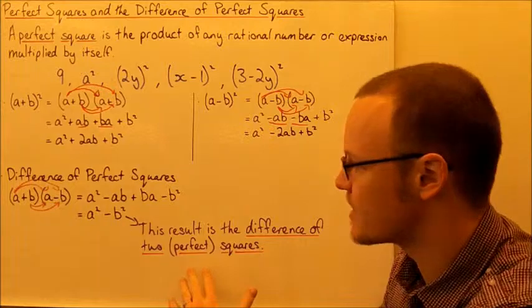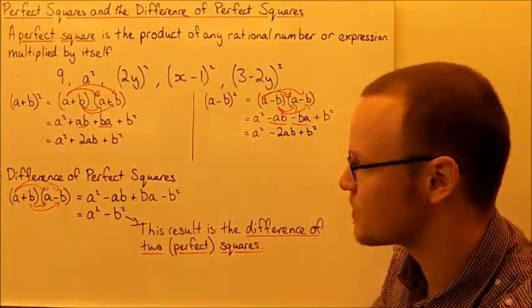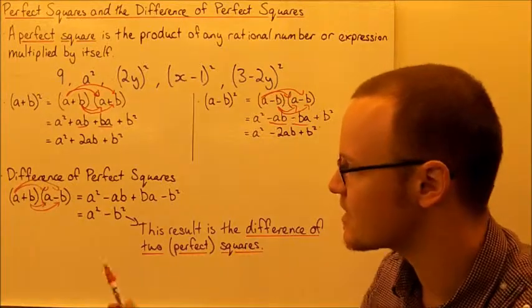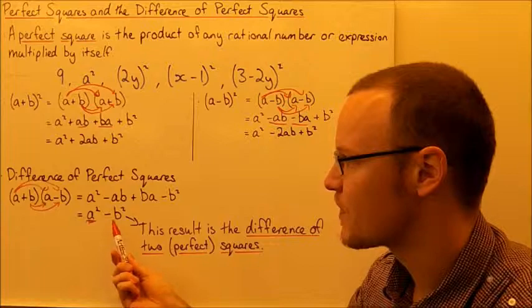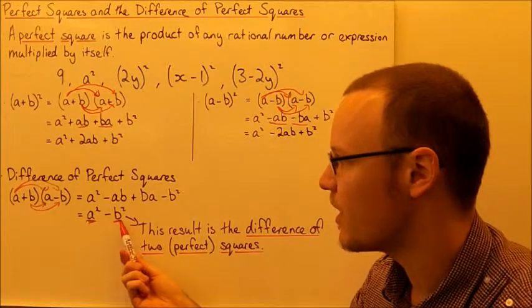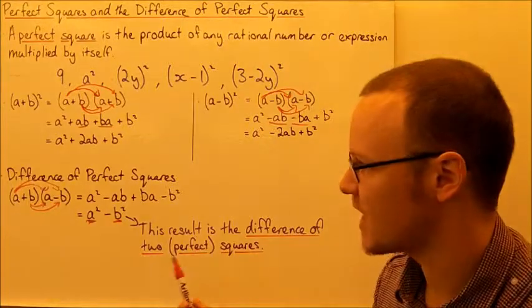That's why I've put it in brackets here. Sometimes you'll hear it called the difference of squares, difference of 2 squares, or difference of 2 perfect squares. And you can see that it is. This is the first square, and we're subtracting this square away from it. It's the difference between the two. It's the difference of one square to another.